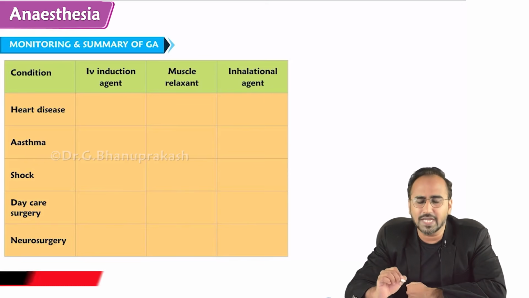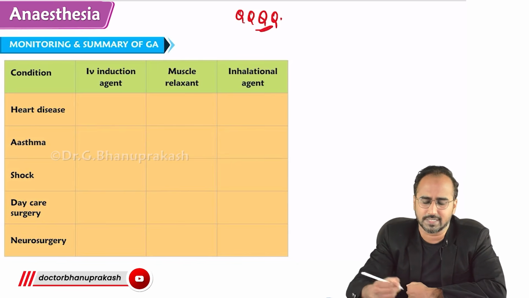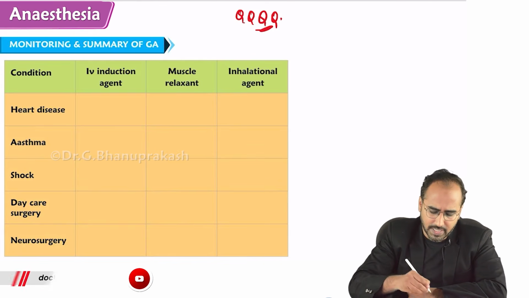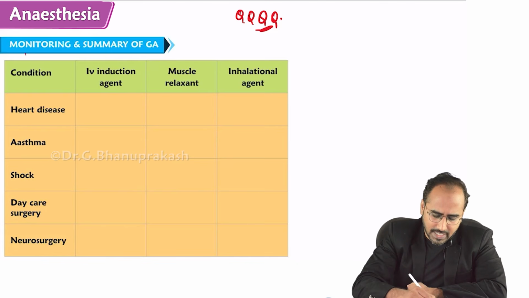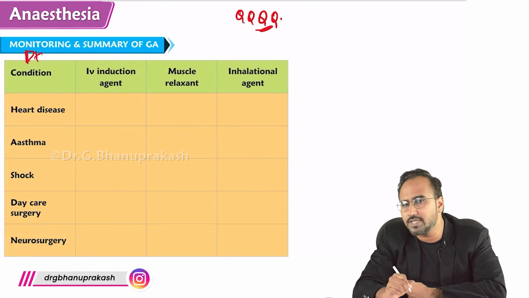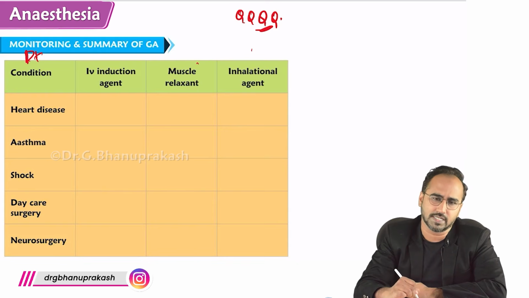Now coming to the summary of general anesthesia. This is the most important slide, guys. Basically, I'll give you some hints over here. Here is the condition, that is, the condition the patient is suffering from. What is the IV induction agent you will give to the patient? What is the muscle relaxant and what is the inhalational agent?